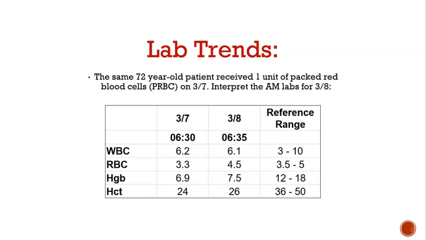On this slide, we see that the patient from the last slide got 1 unit of packed red blood cells. So looking at these labs, did it help her? Yes, we can see that her red blood cells, her hemoglobin, and her hematocrit have all gone up. And her hemoglobin and hematocrit have gotten out of that worry range of 7 and 25.